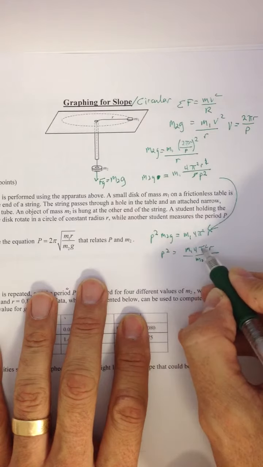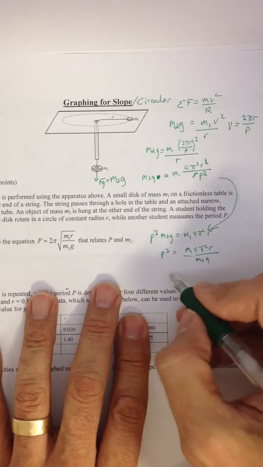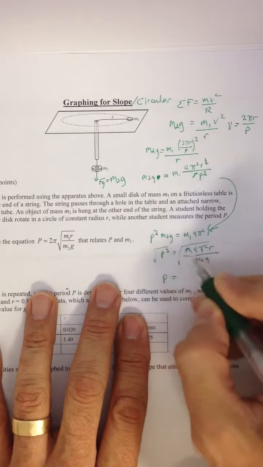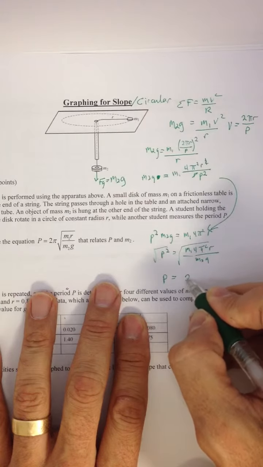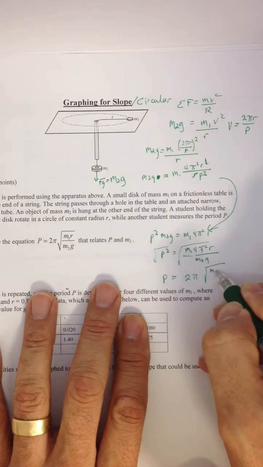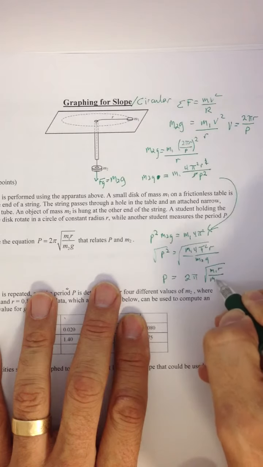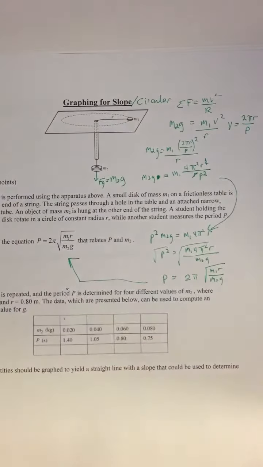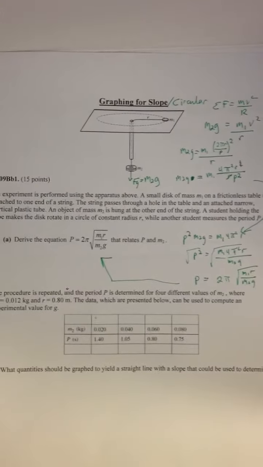And the 4 pi squared comes out because when I square root it, it's 2 pi. So p equals, I'm going to square root that side, square root this side, 2 pi times the square root of m1r divided by m2g, and that's exactly what I wanted, so I'm finished with part A. That is a really hard part A.